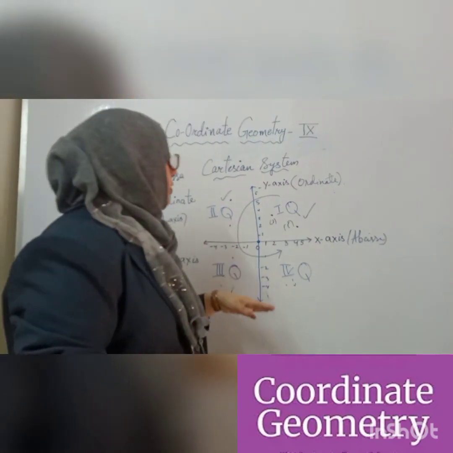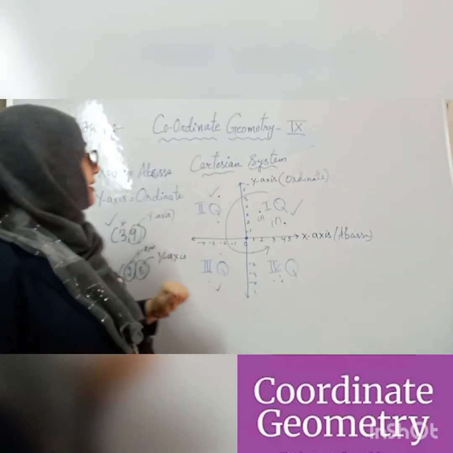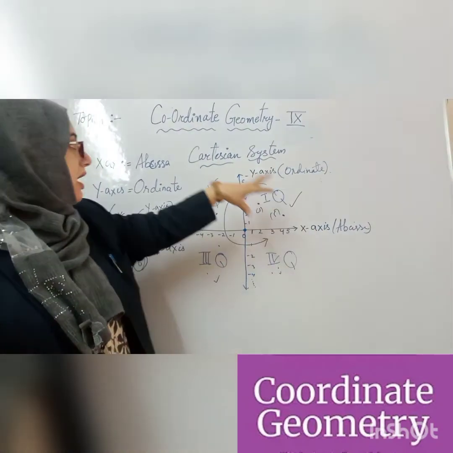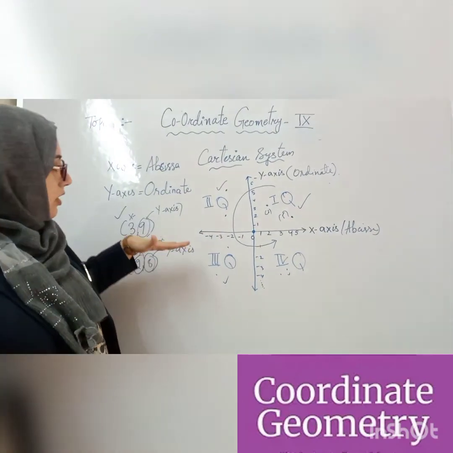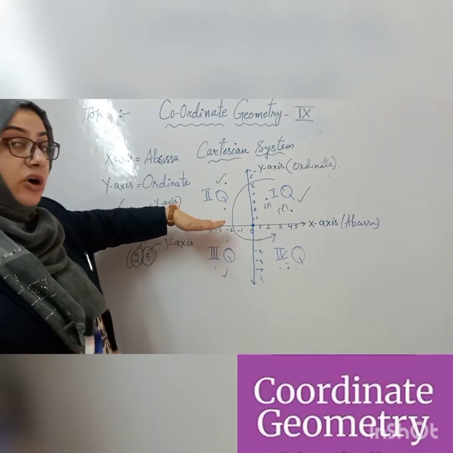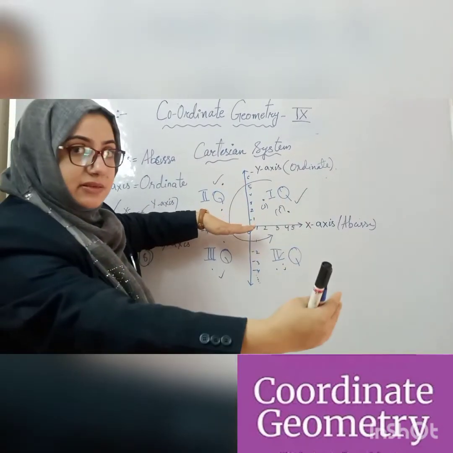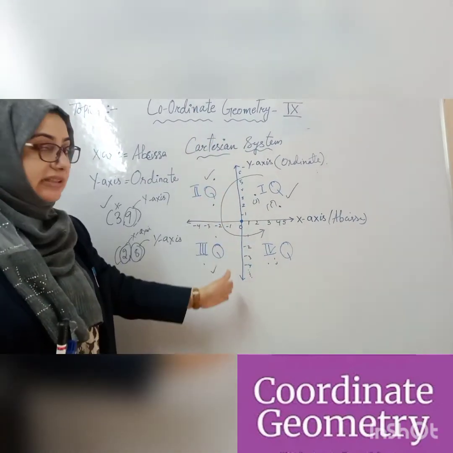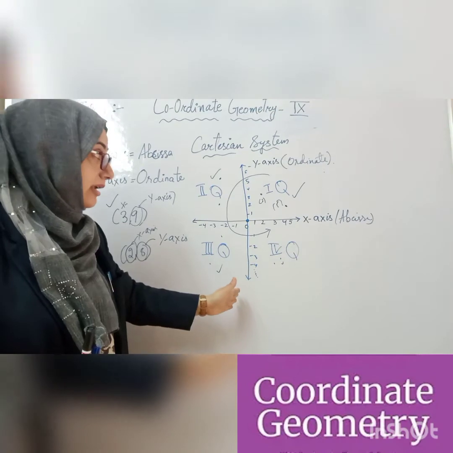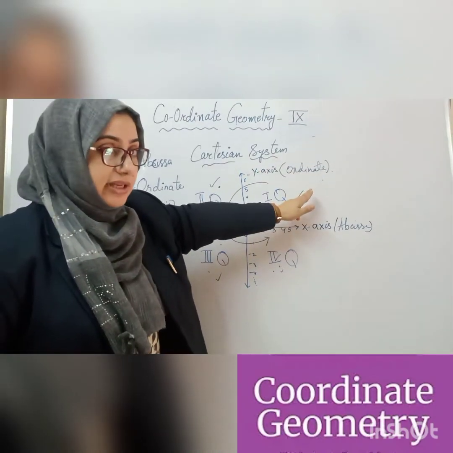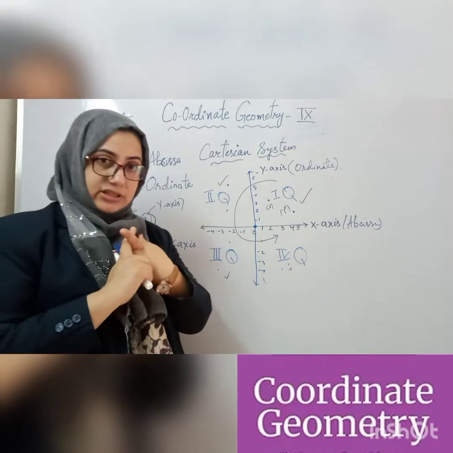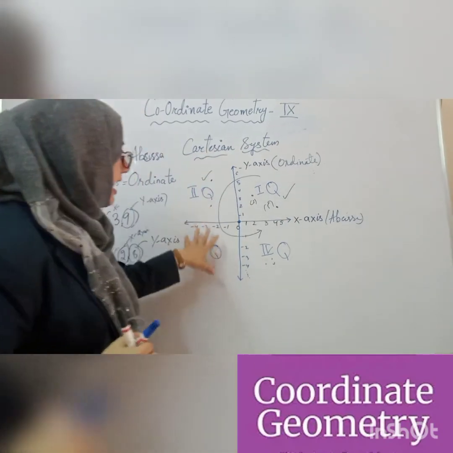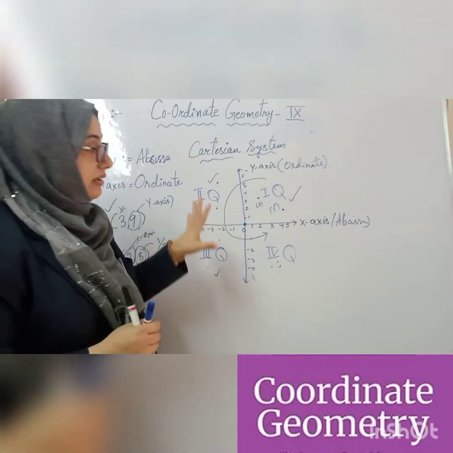Okay. So let's quickly revise this concept. What is the Cartesian system? When two number lines, the horizontal number line, we call it the x-axis, we call it abscissa, meets with the vertical number line, the y-axis, we call it ordinate. When they intersect each other, when they meet each other at their zeros, they form a plane, and that plane is called the Cartesian plane.